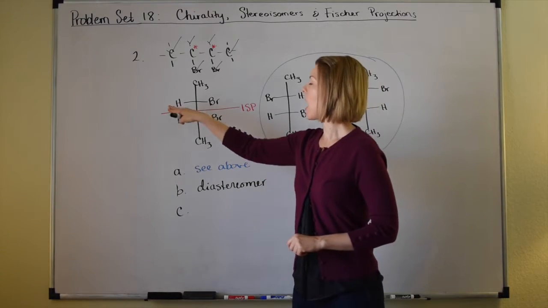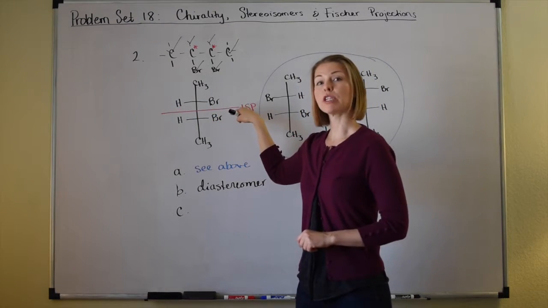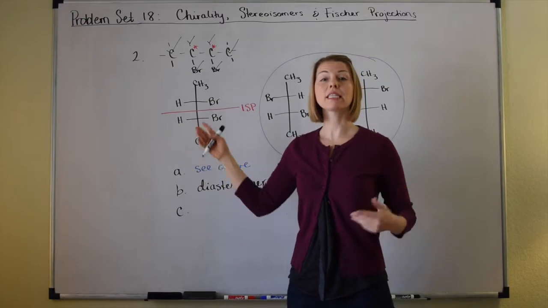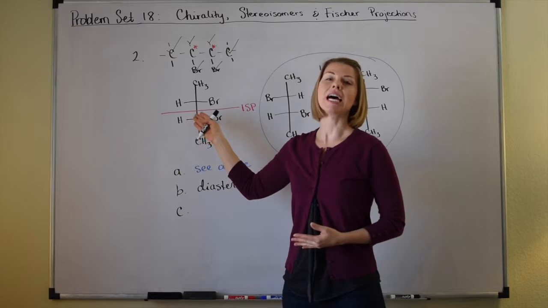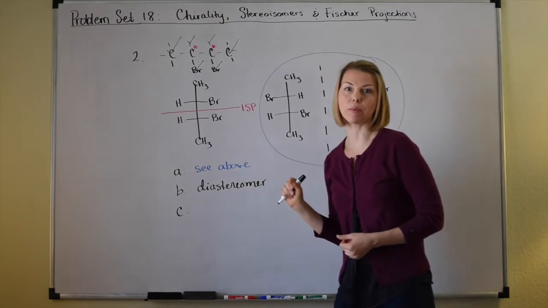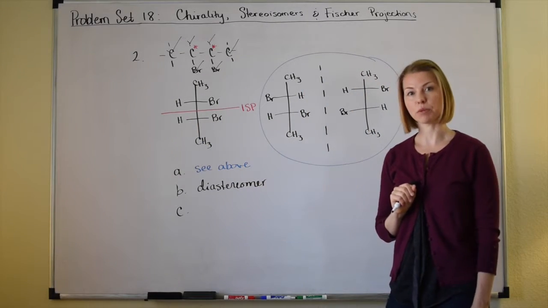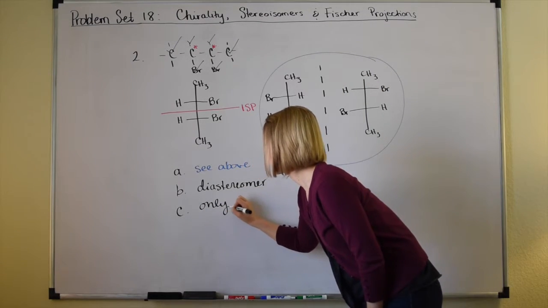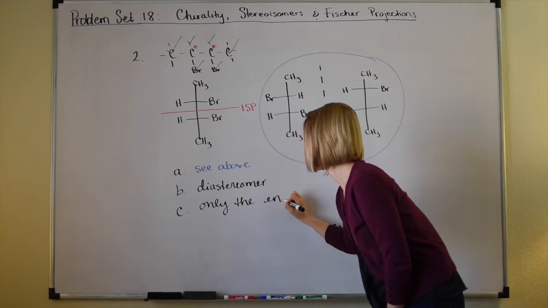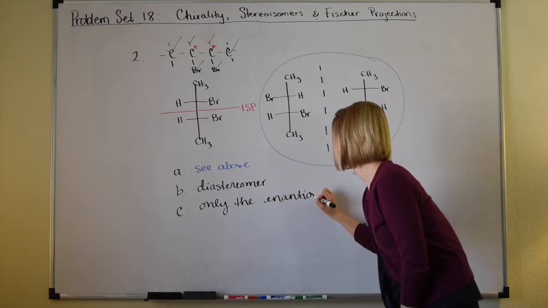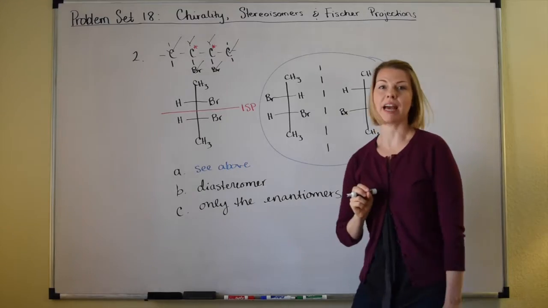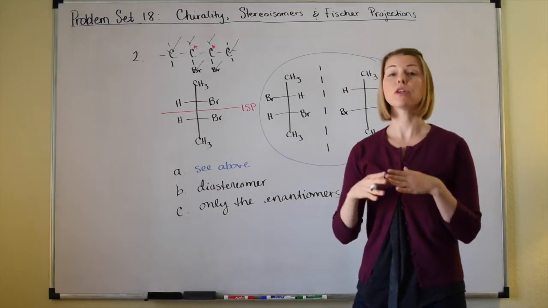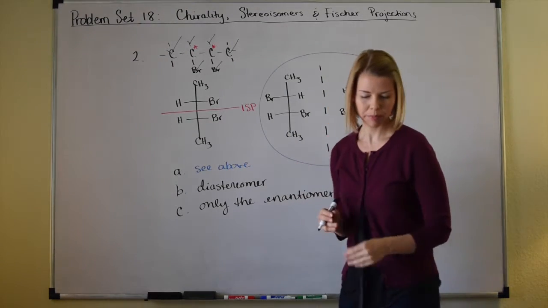This molecule had the internal symmetry plane, which meant that even though it had two chiral carbons, overall this molecule is achiral and superimposable with its mirror image form. It does not exist as a pair of enantiomers. So for part C, only the enantiomers will be optically active, and their optical activity will be the same magnitude but in opposite directions.